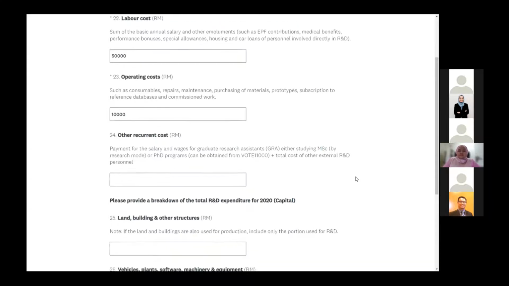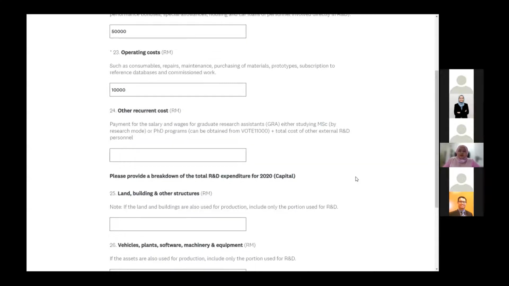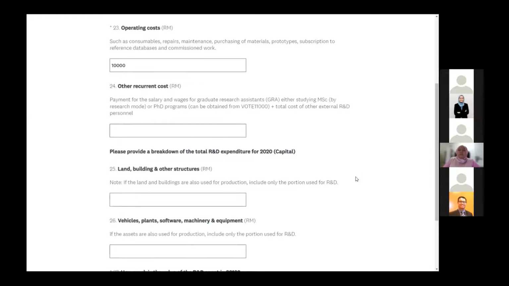An estimation is fine as well. Questions number 24, 25, and 26 may be skipped. So if you do not know about these things and aren't sure about any kind of estimation, you can skip, especially question number 24, which I understand business enterprises do not have, as they have no GRAs or students under their wings.